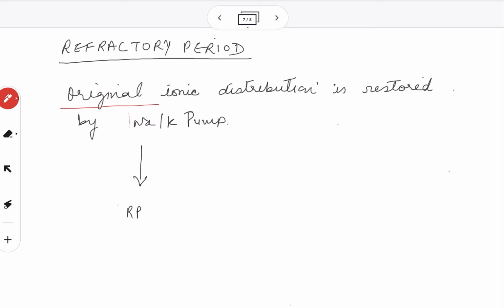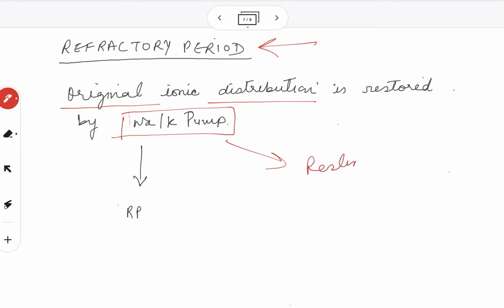But the ionic distribution in this stage is not similar to the polarized state. So the original ionic distribution has to be restored. And this is happening with the refractory period, in which the sodium potassium pump will work again. And it will lead to the resting potential or the polarized state, which was the first stage we had seen, right? And this is a very short period, the refractory period.